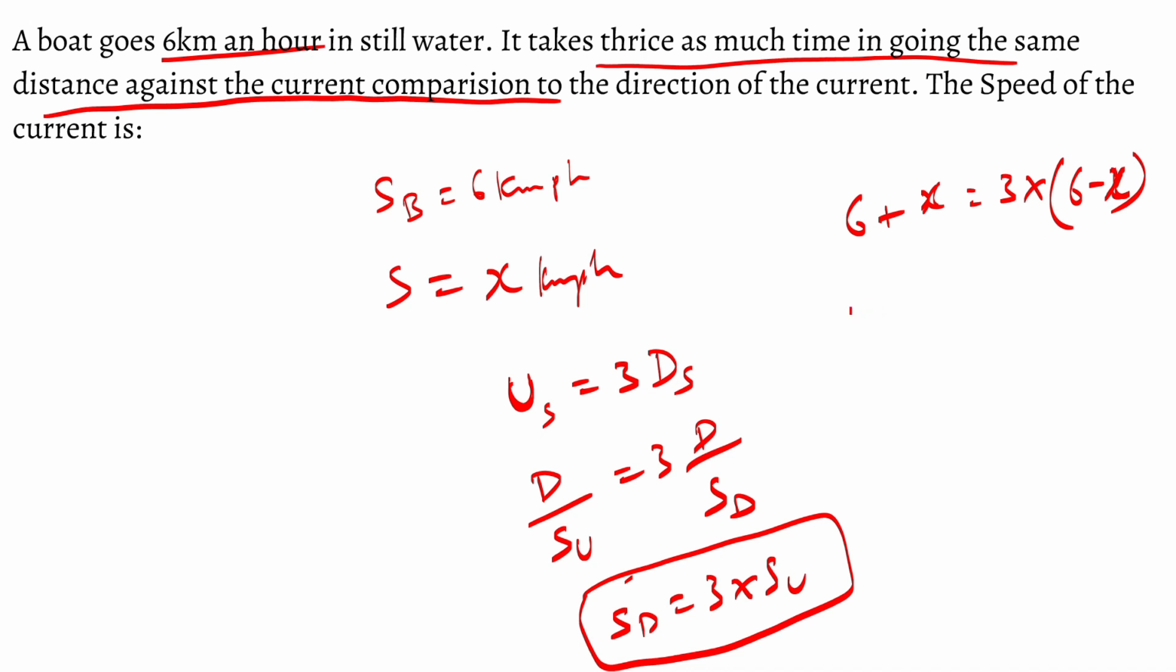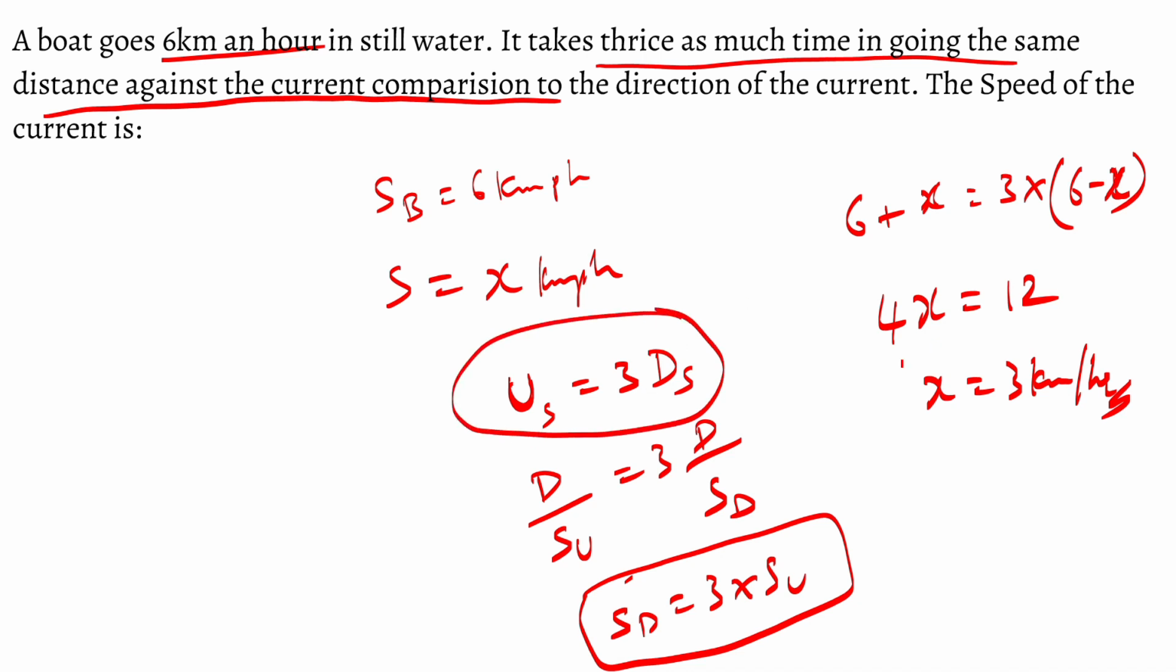So 4x will be equal to 12. So x will be equal to 3 km per hour. So the speed of the current is 3 km per hour. See, we didn't do anything here. We just arrived at this equation, and everything we applied is the relative velocity, the relative speed concept.